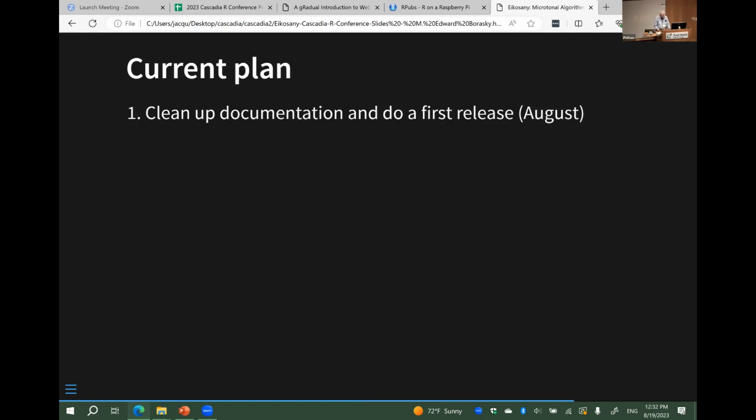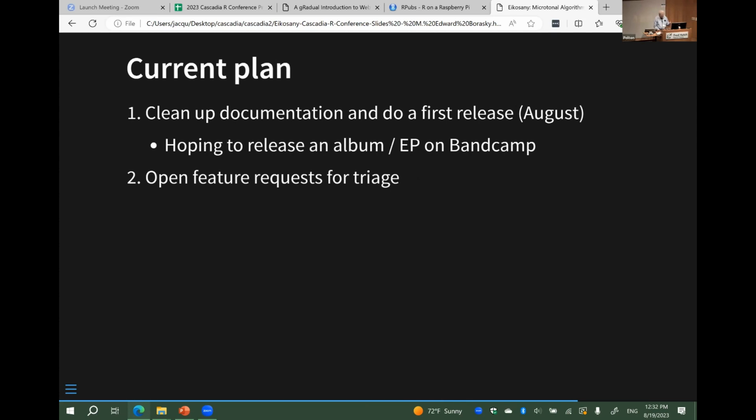The current plan is to clean up the documentation so other people can actually use this if they want to. And I'm hoping to release a new album on Bandcamp, open feature requests for triage and such, and add a consonance analysis capability. That's really why I wanted to build this in the first place, because there's a scale archive online with all the scales that this guy knew about. And there's like 5,700 of them. And I'm never going to hear them all unless I write a program that plays a scale every five minutes or something.